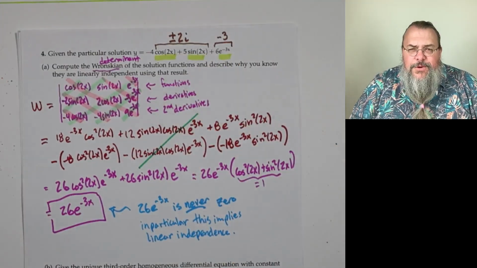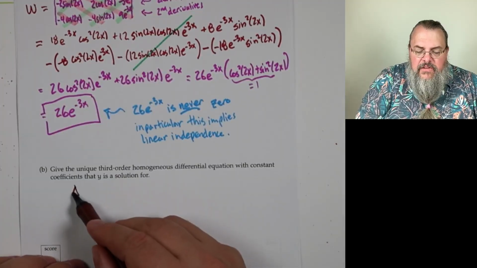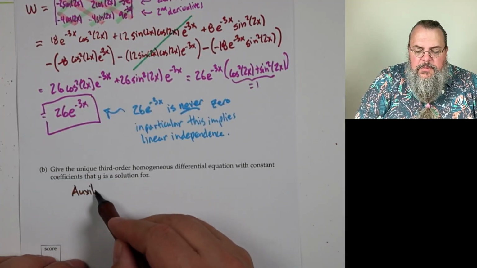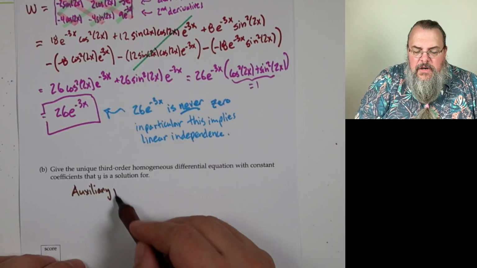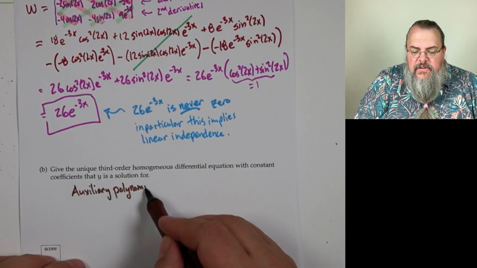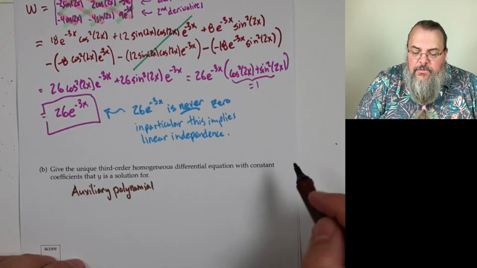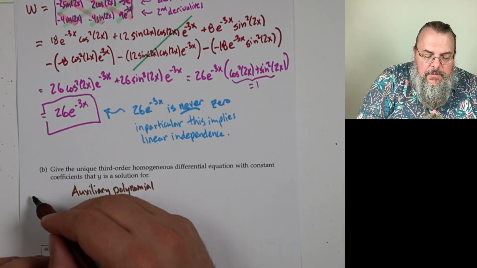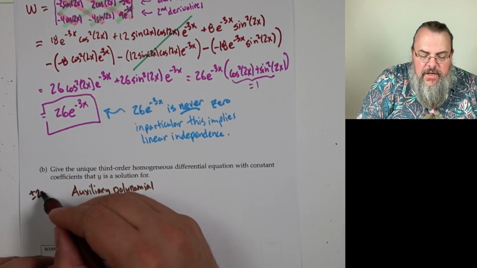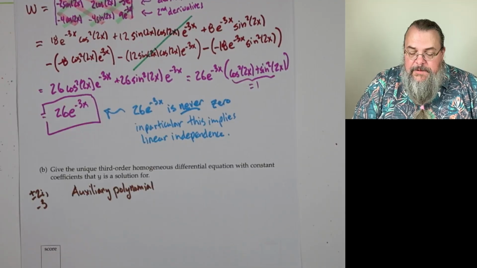Now you might be saying, wait, roots to what? Well, what we do is we create the auxiliary polynomial. And the hard part about this is spelling auxiliary. And I don't know if I did it right, but that's okay. I'll get partial credit. So we have our roots. And so I'm going to write this down. Roots plus minus 2i and negative 3. Okay, so those are the roots we mentioned already.